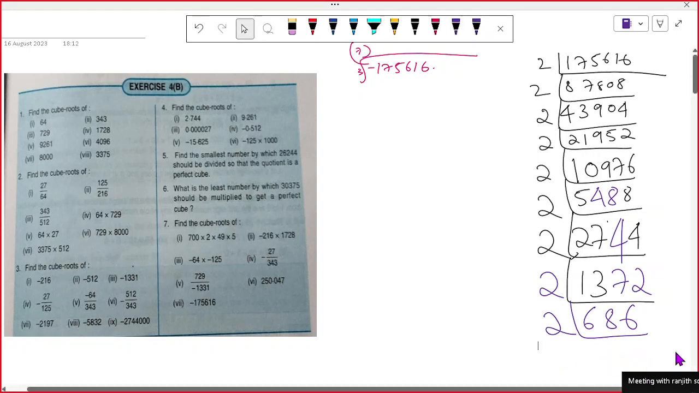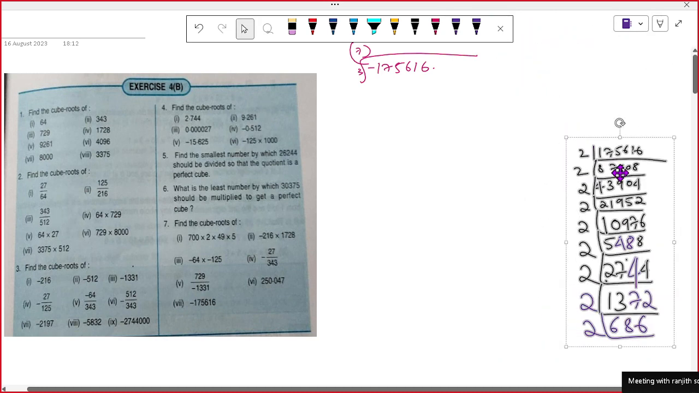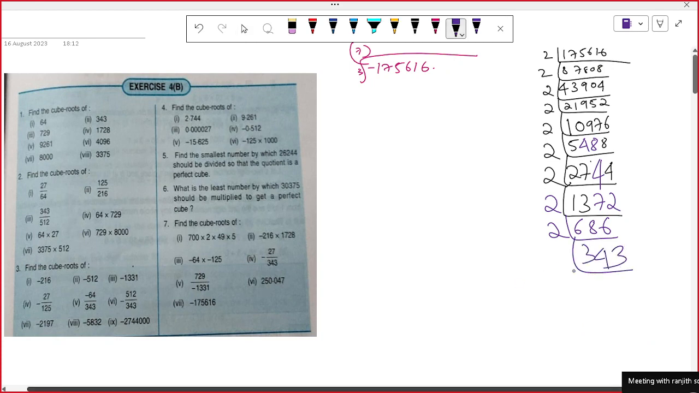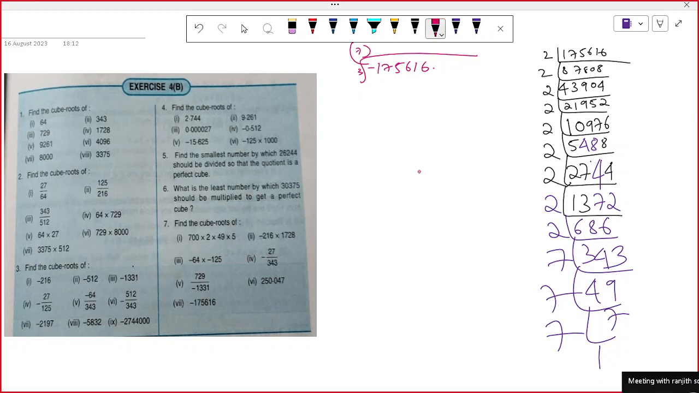It's a very lengthy question. 686. It continues from the 7 table, no, sir? 343. After 343, it continues from the 7 table. 7, 49, 7 sevens, 7 ones. Okay, you all write it in a straight horizontal way. Okay, I'll do it. I'll just group it like this. These second group, third.